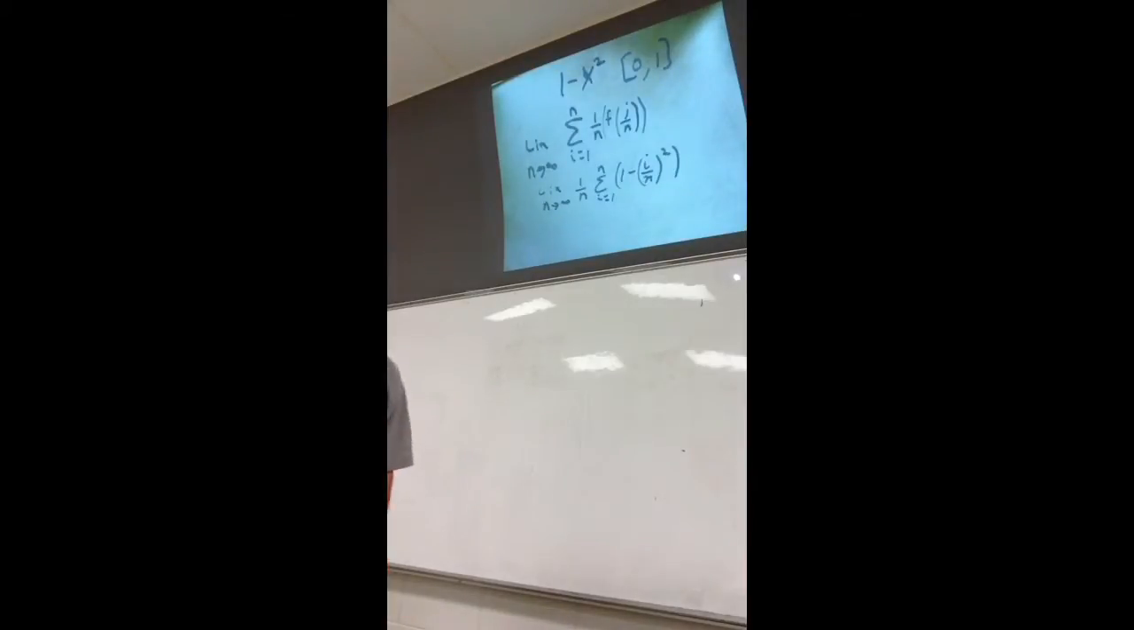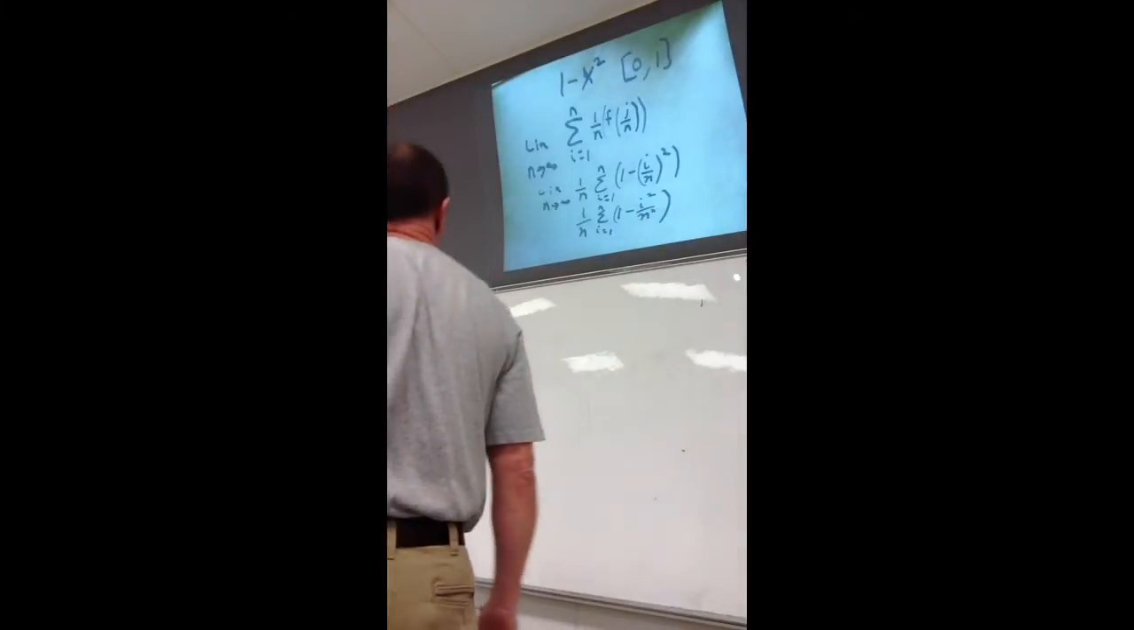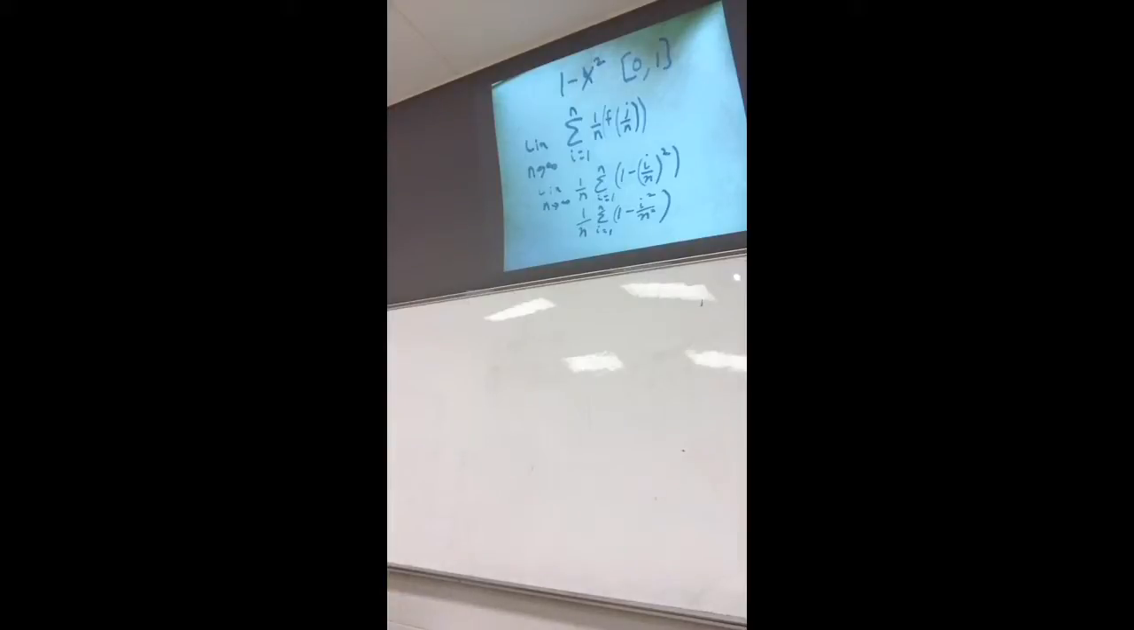Do you have a question on this? Okay. Well, this would be 1 over n, the sum of i equals 1 to n, of 1 minus i squared over n squared. Are we still good with that? Okay.